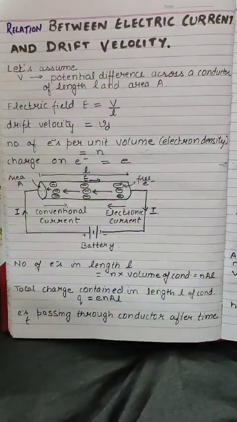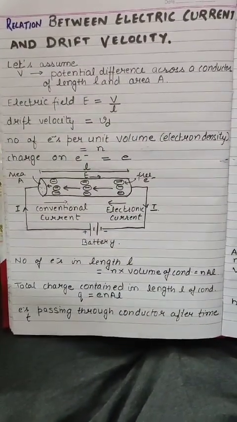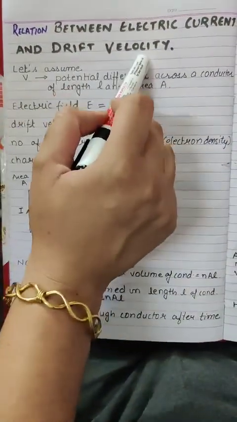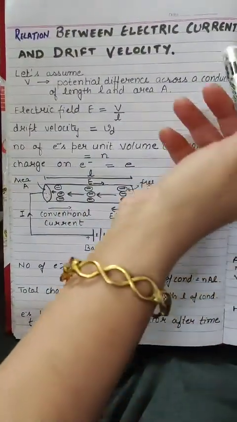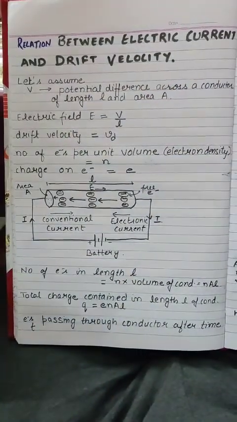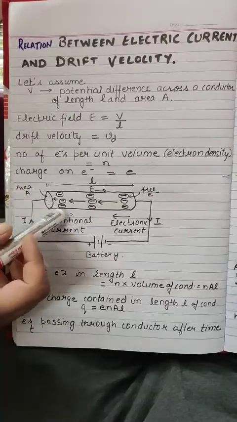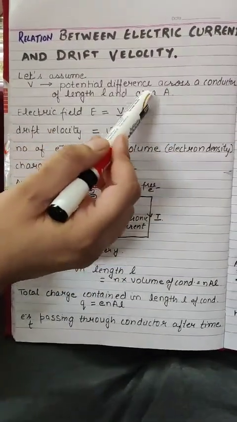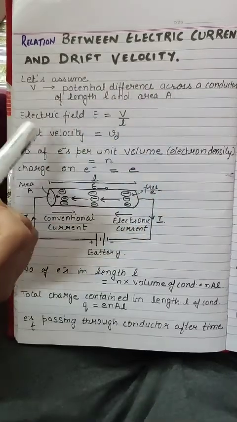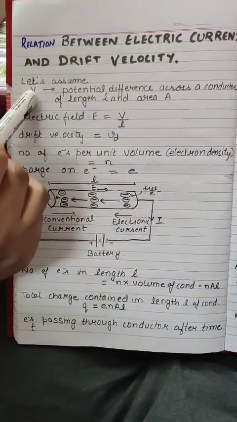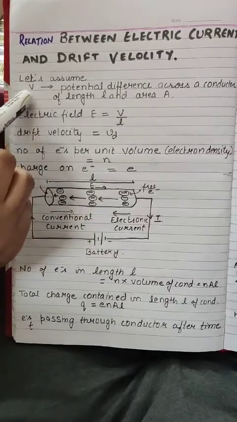Good morning, students. Today we are going to study a new topic, that is the relation between electric current and drift velocity. You have already understood the terms electric current and drift velocity in the previous class. So let's assume a conductor of length L and uniform area A. We place this conductor across an applied potential difference, that is V.